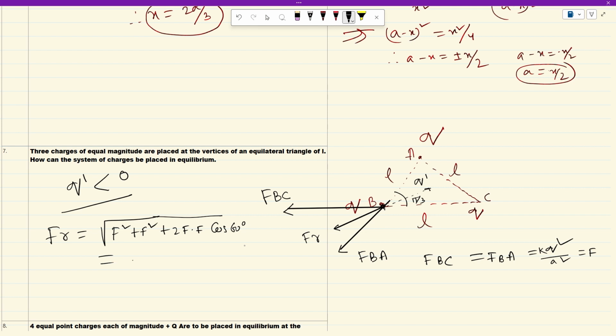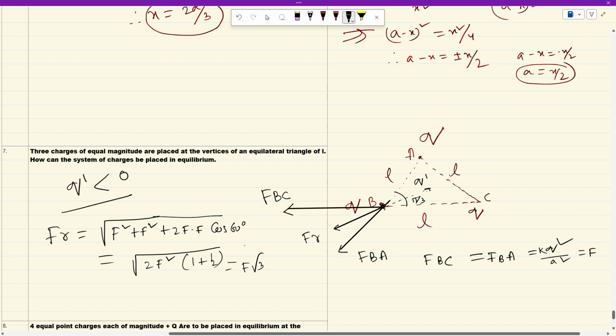So this is going to be 2F square times (1 plus cos 60). Cos 60 is half, so 3 by 2. The 2 gets cancelled. So FR is F root 3. So this charge is experiencing a repelling force due to these two. The third charge will be attracting in a direction opposite to it. The third charge will attract it towards the centroid. Similar is the case for all the charges. This centroid we are taking as G.